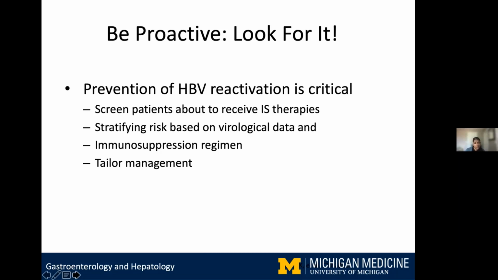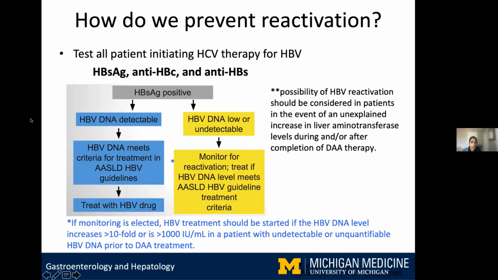So in all patients living with Hep C, it's important to screen them for hepatitis B with those 3 blood tests, and stratify the risk based on the virological data. Now, Hep B reactivation can also happen outside of Hep C treatment with other immunosuppression, which we won't get too much into, and it's important to tailor the management. So how do we prevent it? Test all patients initiating Hep C treatment for hepatitis B with these 3 tests: the Hep B surface antigen, the Hep B core antibody, and the Hep B surface antibody.